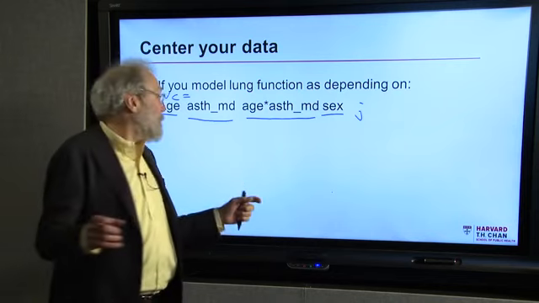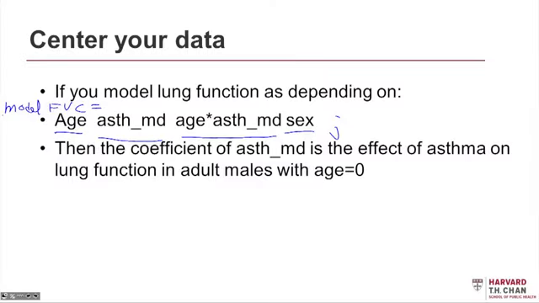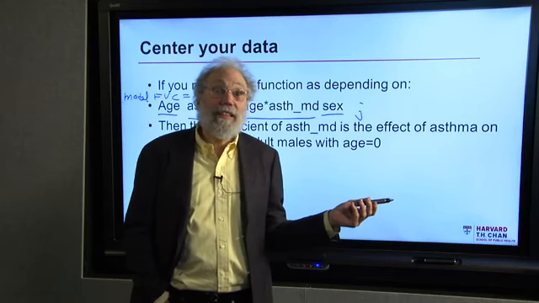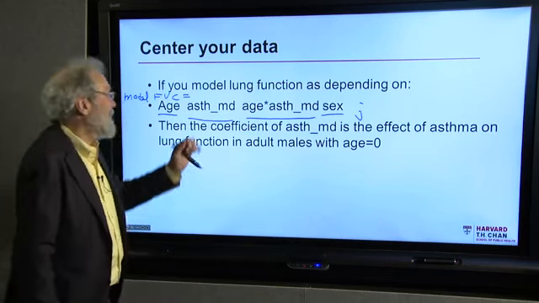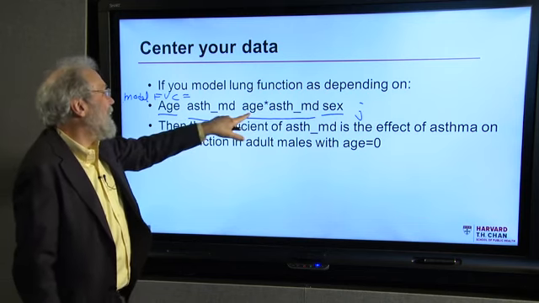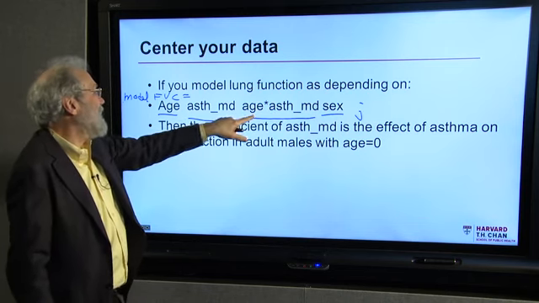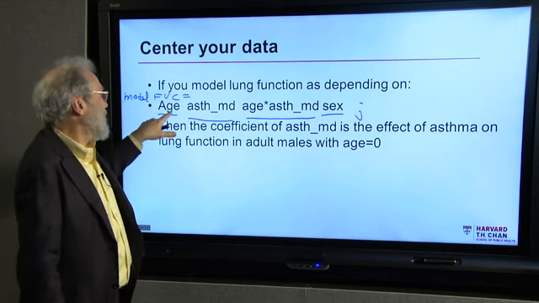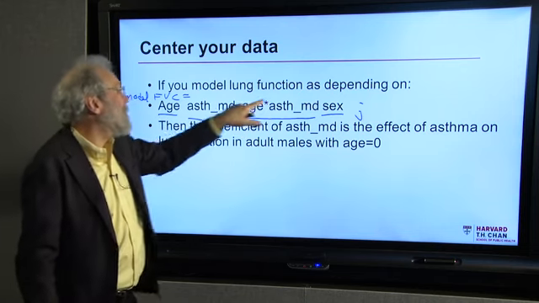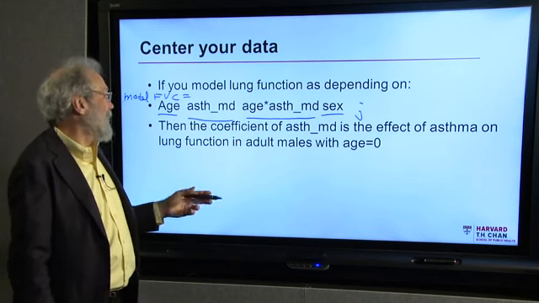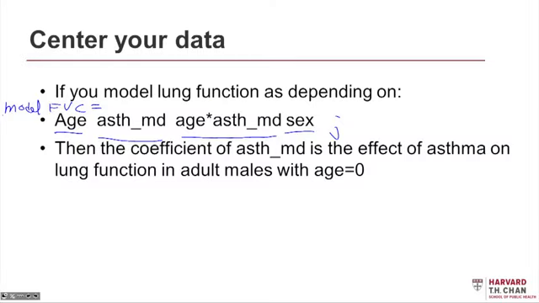Okay, great. Now, what does that mean? Well, the coefficient of asthma in this model is the effect of asthma on lung function in males whose age is 0. Why? Because there's already an effect of age, right? And an interaction between age and asthma.